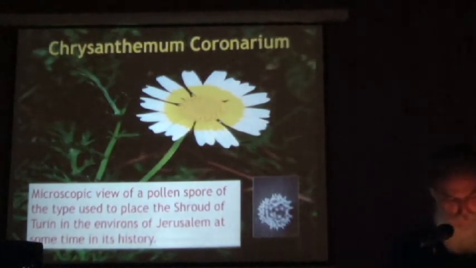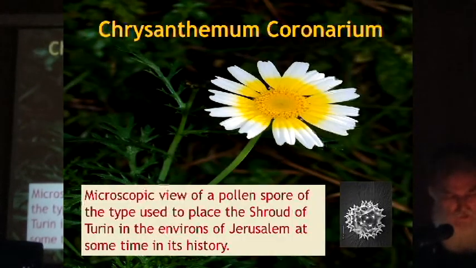Chrysanthemum coronarium is one of the most prominent pollen spores found on the shroud. It's a Mediterranean species. It's not so helpful in locating the shroud to Jerusalem, but it is a very good temporal indicator, because this particular flower blooms in the spring between March and May. So its presence on the shroud suggests that the image was formed when the shroud was exposed to air during this period.